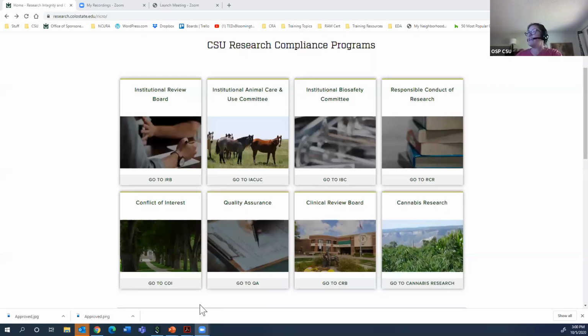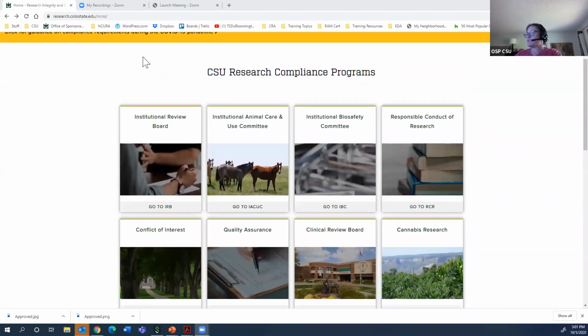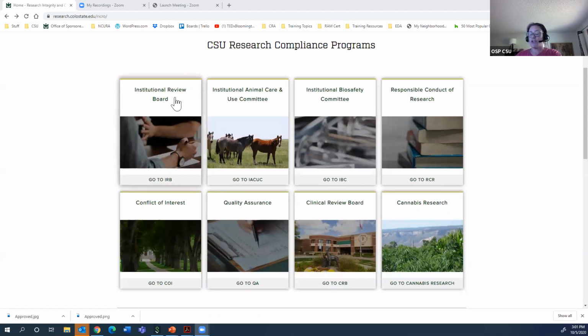One thing I do want to share real quickly is, at least here at Colorado State University, our compliance office, RCRO, this is their website. On their website you can go into any of these areas that we're going to talk about today: Institutional Review Board, Institutional Animal Care and Use Committee, Biosafety, RCR, conflict of interest.